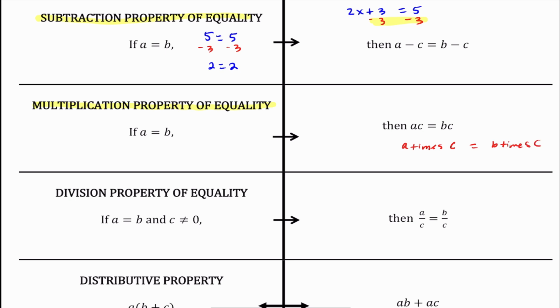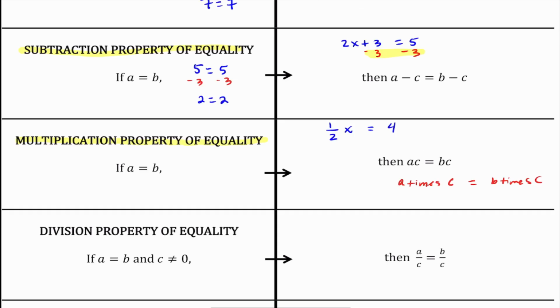So we're going to use an algebra example. Suppose I give you 1/2 x equals 4. Of course, with any algebra problem, our goal is to solve for x. So what do we need to do here? So I see that we have 1/2 of x. 1/2 is essentially 1 divided by 2.